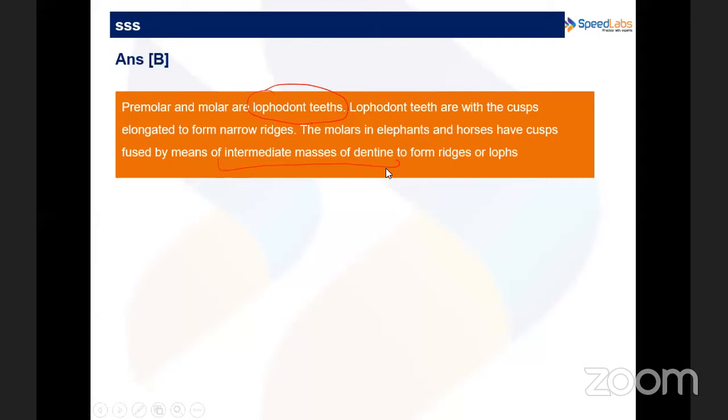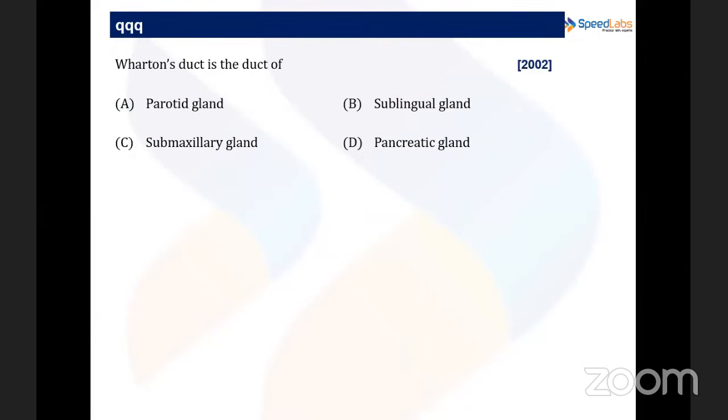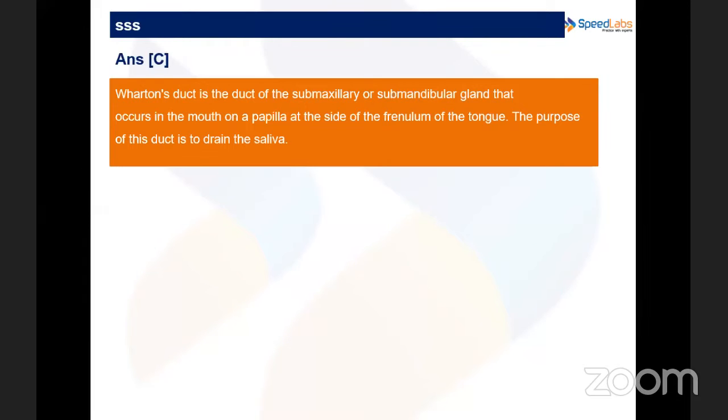Wharton's duct is the duct of option A, parotid gland. Option B, sublingual gland. Option C, submaxillary gland. Option D, pancreatic gland. So the answer to this question is option C, submaxillary or submandibular gland. It is the duct of the submaxillary or submandibular gland, and it opens into the floor of the mouth on the papilla at the side of the frenulum of the tongue. Its function is to drain the saliva.